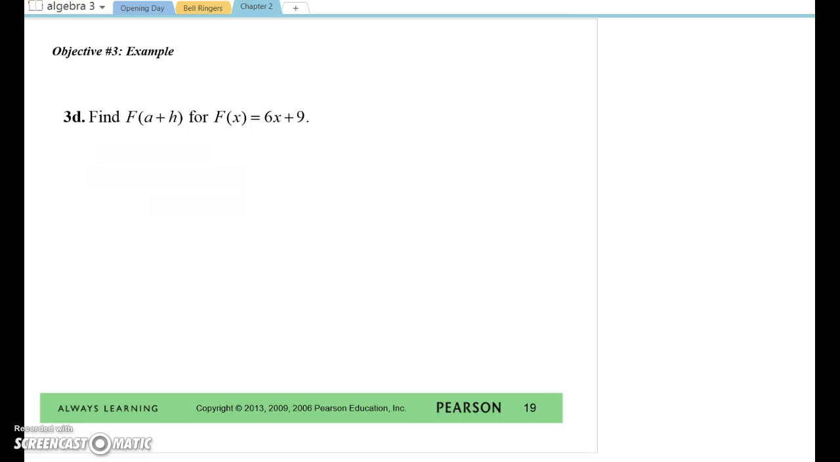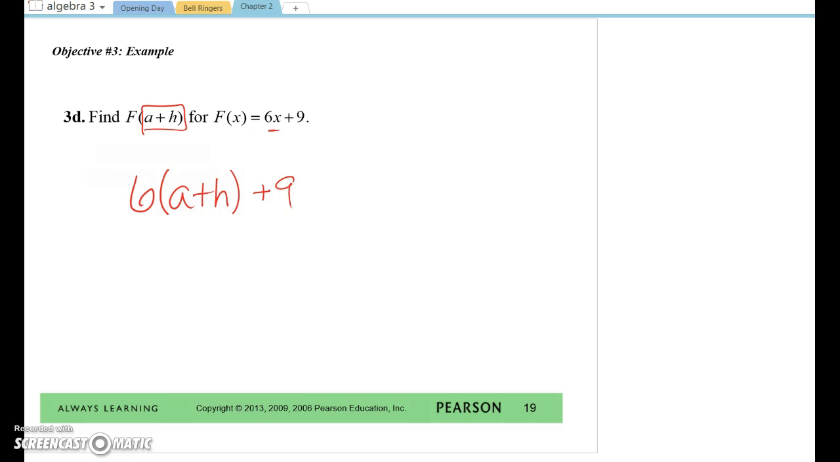So find f of a plus h. So the rules don't change, but we're not going to end up with an answer. We're not going to end up with just a number. Okay, so x is our independent variable. So I'm going to take all of this, all the junk, I call this the junk that's in the parentheses, a plus h, and I'm going to replace it for x. So I have 6, open up your parentheses, put your junk in, a plus h, and then add 9.